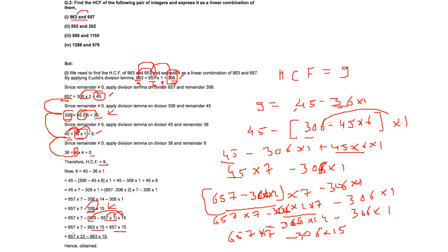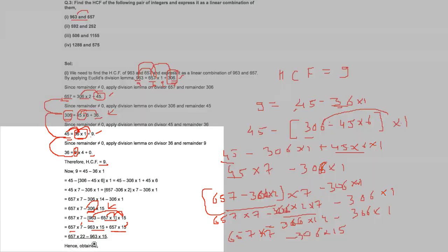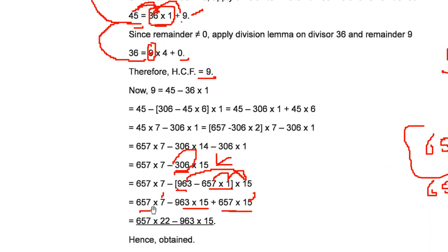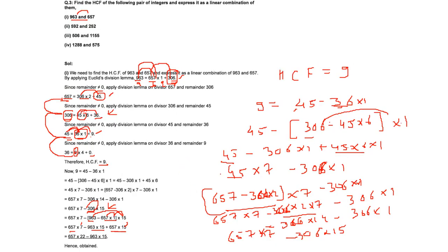Now we have 657 here, we have 657 here, we have 15 and we have 7. So 15 and 7, just add them. You get 657 into 22. We have taken this and this and added. Minus 963 into 15. So this is your final linear combination. I hope you got the idea. We just backtracked and we finally wrote 9 in the form of this by backtracking.